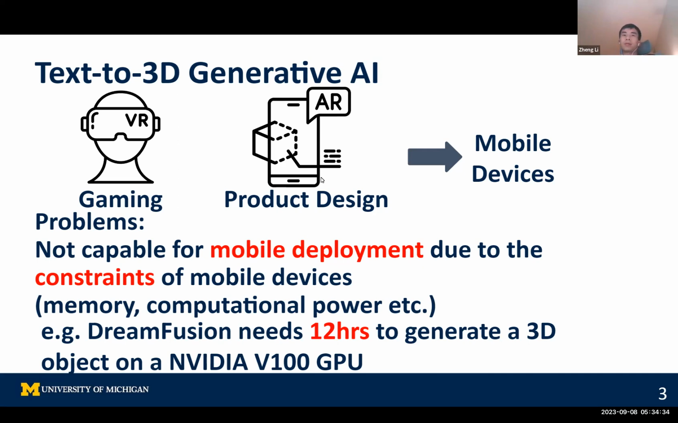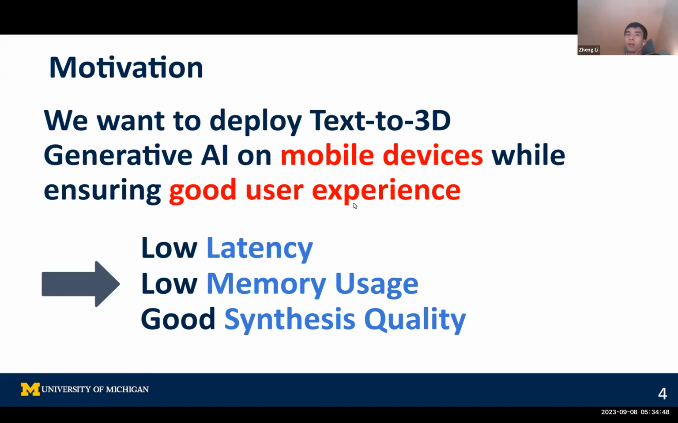Since these text-to-3D generative AI models are usually extremely large, they are not capable of mobile deployment due to the constraints of mobile devices. For example, mobile devices usually have limited memory and limited computational power. Therefore, our motivation is that we want to deploy text-to-3D generative AI on mobile devices while ensuring a relatively good user experience. Namely, we want this model to have low latency, low memory usage, as well as relatively good synthesis quality.